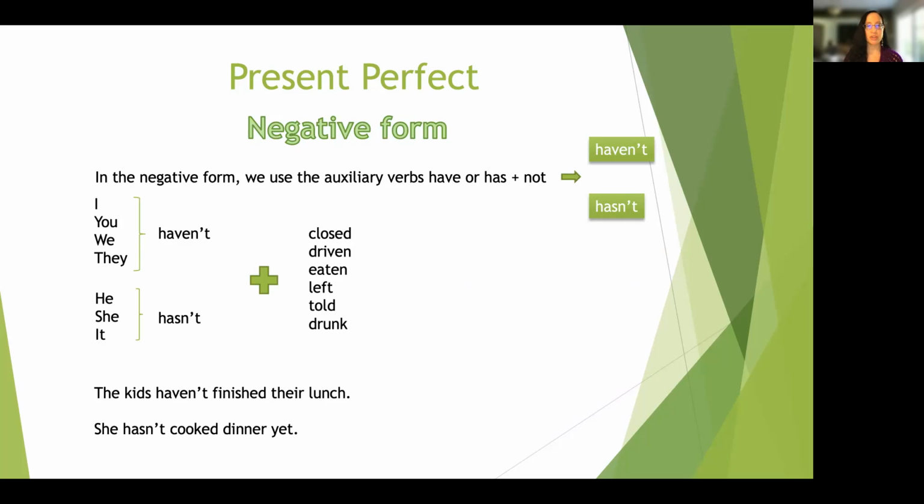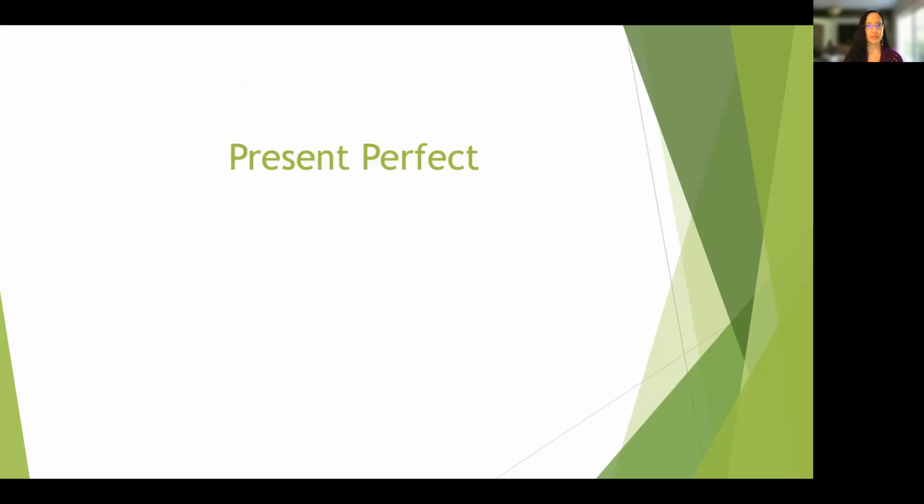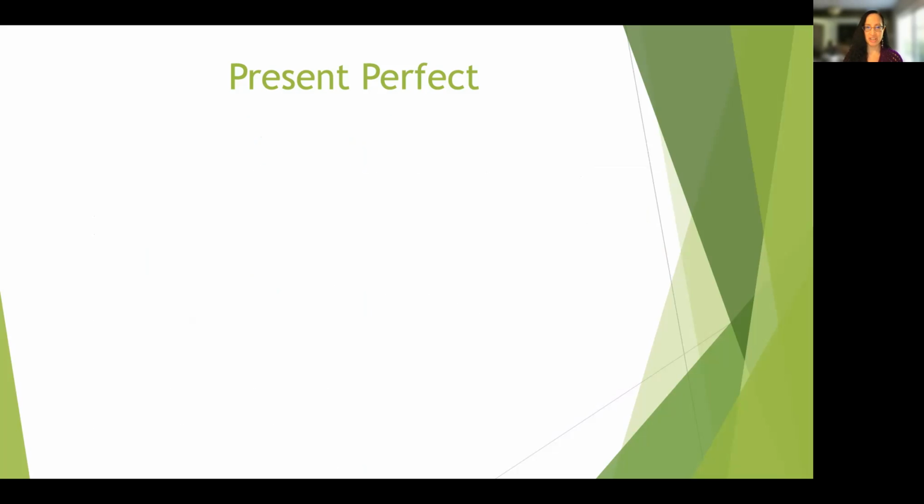You notice here with the auxiliary verb, haven't, hasn't, this is not conjugated, okay? That means that you wouldn't say the kids have not finished their lunch. You could if you really need to stress the word not, okay? But in regular conversation, we don't conjugate the auxiliary verb haven't or hasn't. Okay, are you drunk yet on present perfect? We got some more.